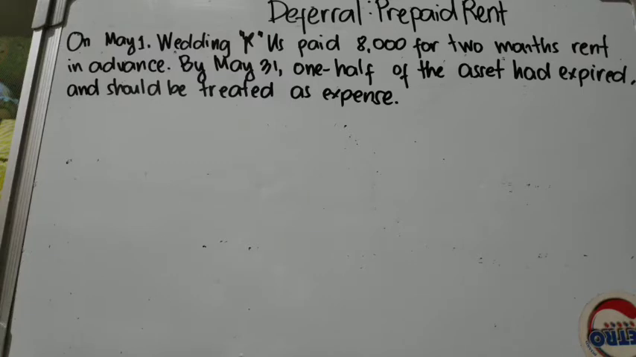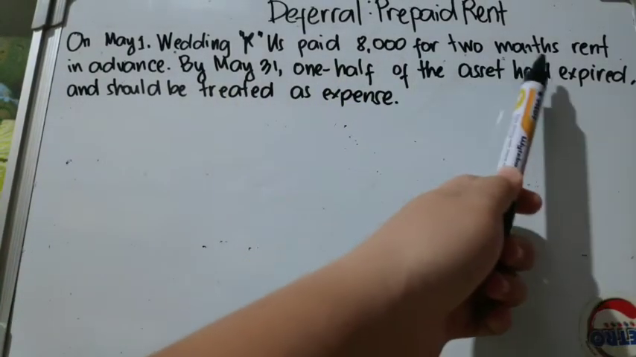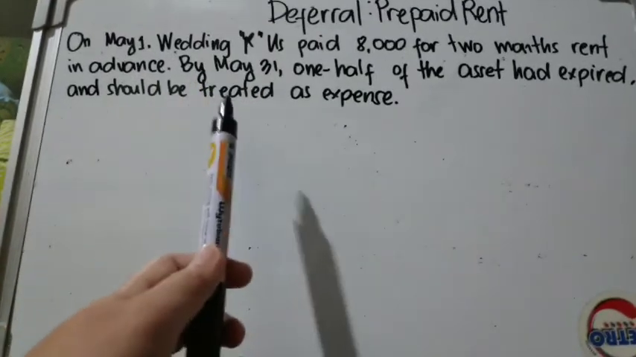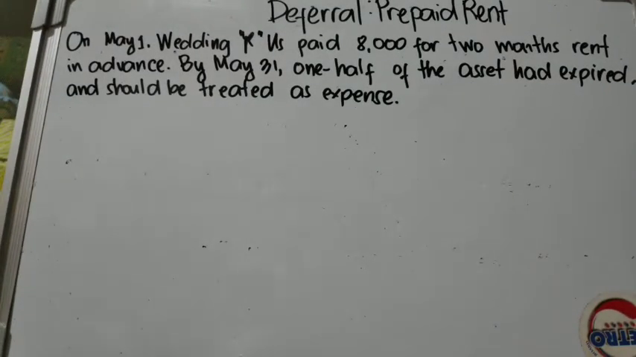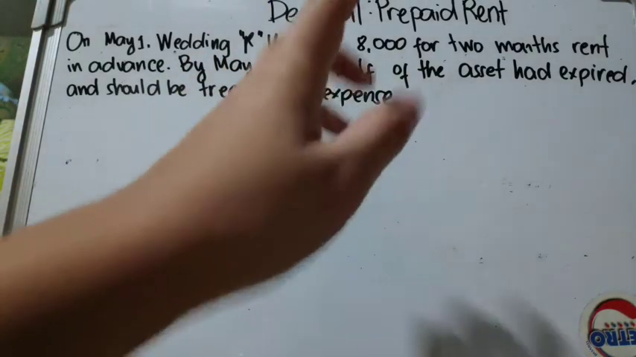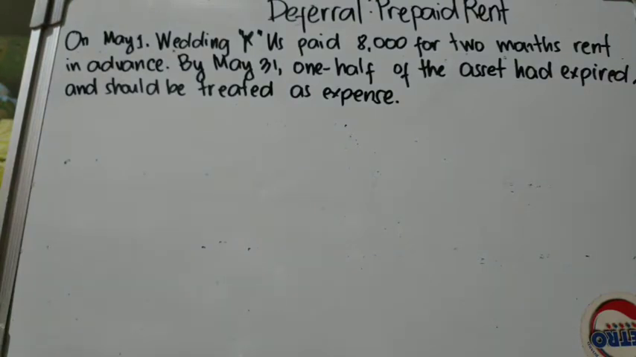First, we will discuss the prepaid rent on the adjustment deferral, which is expense already paid but not yet incurred. Okay, so the problem would be: on May 1, Wedding RS paid 8,000 pesos for 2 months rent in advance. By May 31, one half of the asset had expired and should be treated as expense. So for this, an expense already paid, it is because of the 2 months rent in advance. So already paid, but not yet incurred, meaning hindi pa nagamit. But now, by May 31, one half of the asset is nagamit na ng company. Meaning nagamit na nila ang kanilang advance payment for the rent.